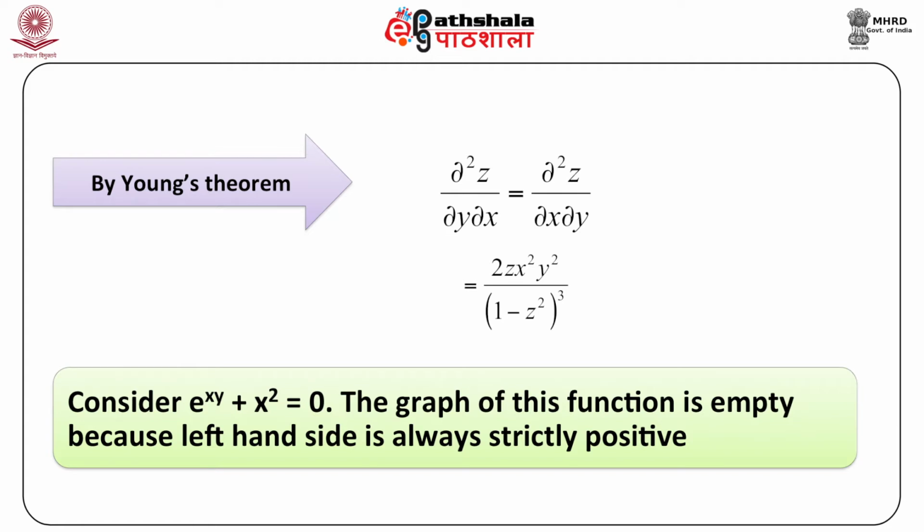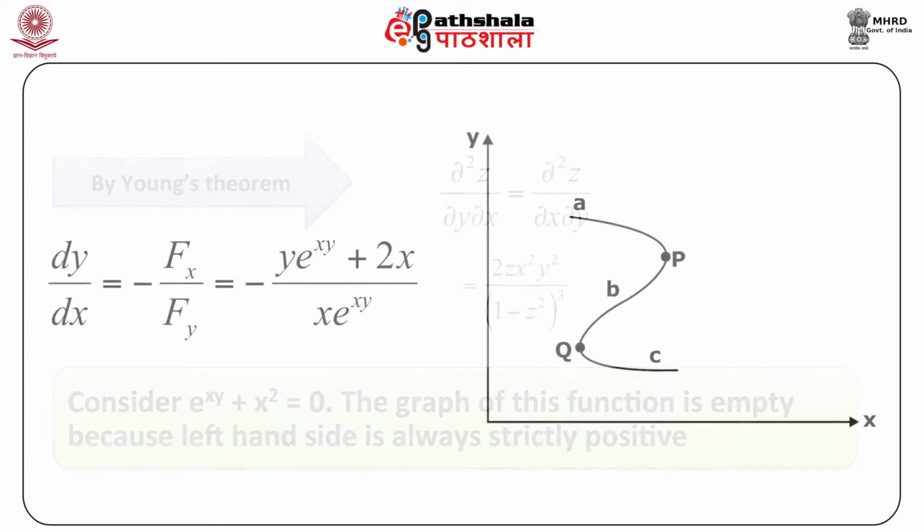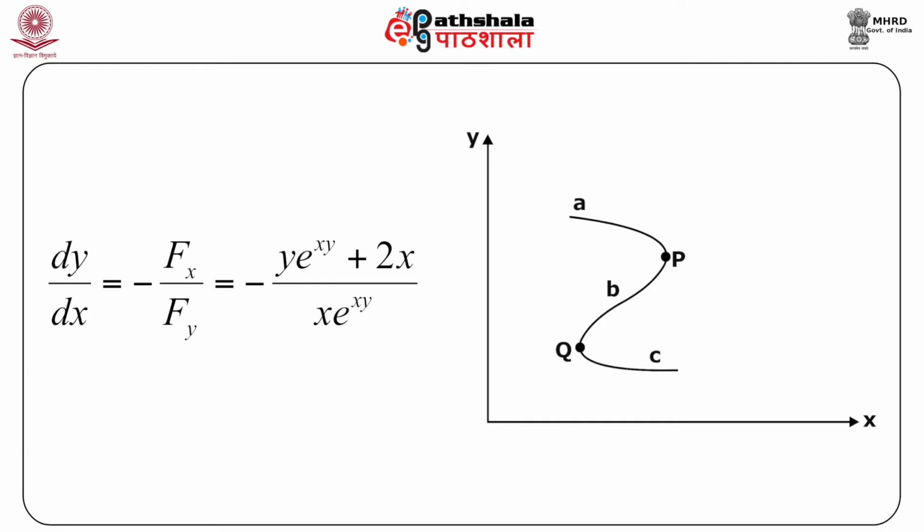Considering e^(xy) + x² = 0, the graph of this function is empty because the left hand side is always strictly positive. dy/dx = −fx/fy = −(y e^(xy) + 2x)/(x e^(xy)). This derivative is, however, meaningless. Such cases sometimes arise in the case of implicit functions and need to be interpreted carefully.